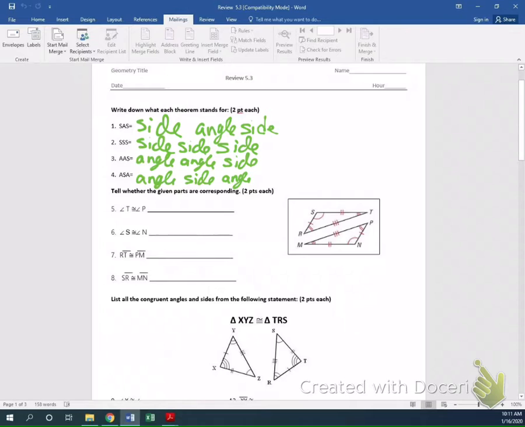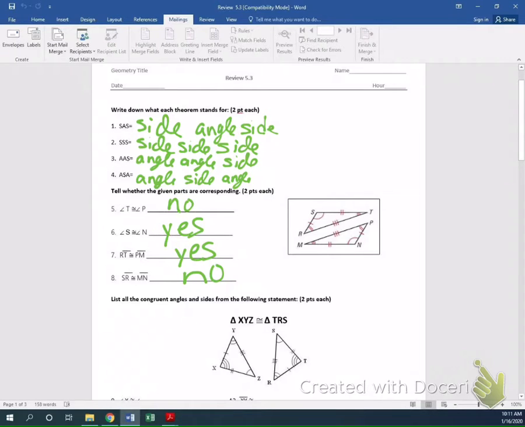So are angle T and angle P corresponding? Well, no. They're not marked the same. They're not in the same position. That's a no. What about angle S and angle N? Yes. That's a yes. Good. All right. Side NT and PM, that's a yes. SR and MN. No. That's all no.